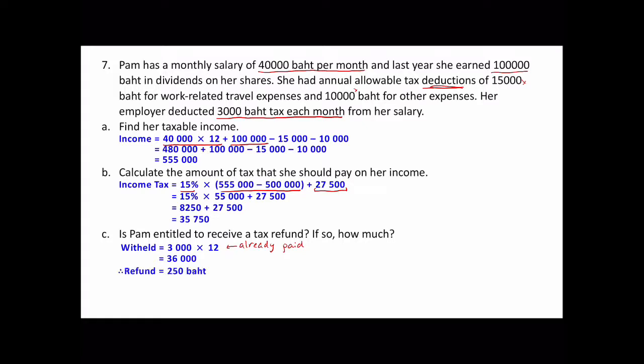But she should have only paid 35,750, so she's entitled to a refund of 250. So she paid a little bit more than she should have throughout the year, and the government says, sorry, oops, here's a little bit of money back.